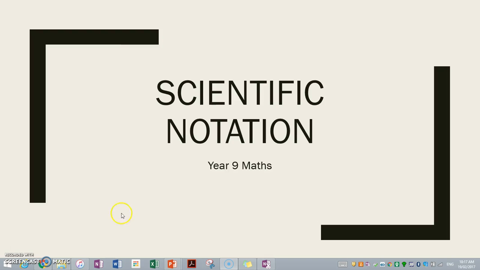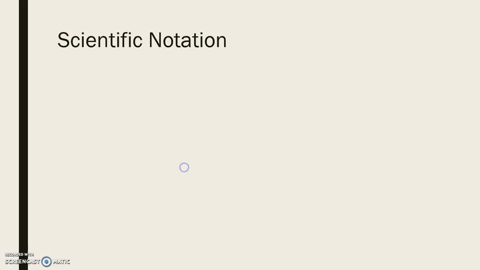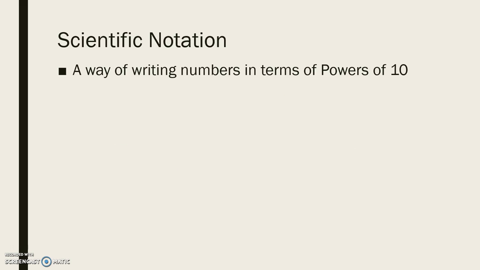So this is the sixth video on index notation. This one focuses on a special sort called scientific notation. Our learning goal here today is that we understand the relationship between standard and scientific notation and are able to change between those two versions, as well as understand how it allows us to represent very large and very small numbers. So scientific notation is a way of writing numbers in terms of powers of 10.